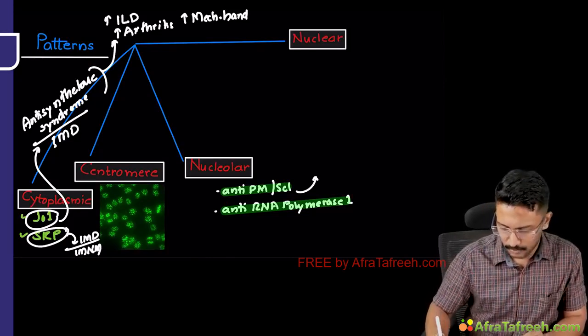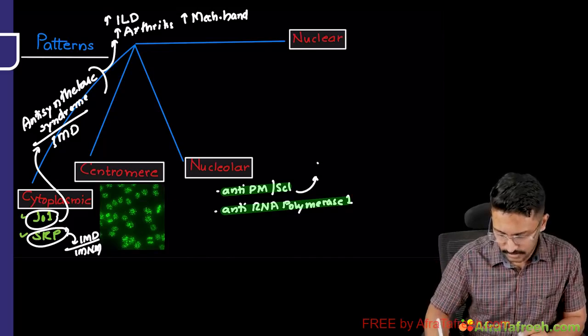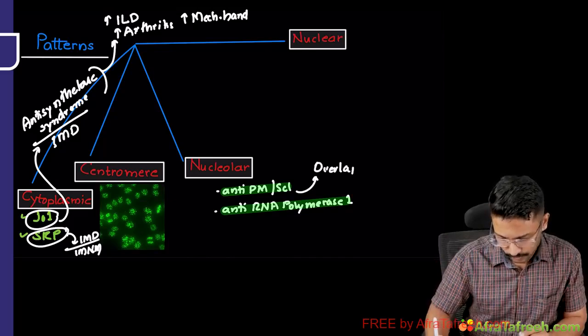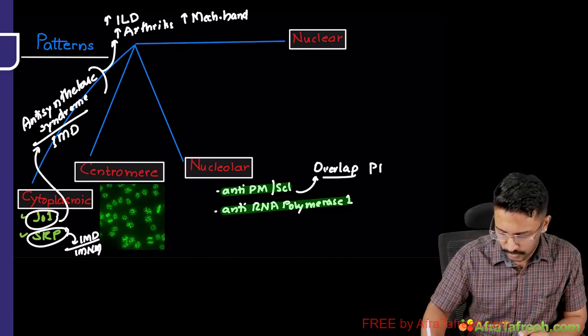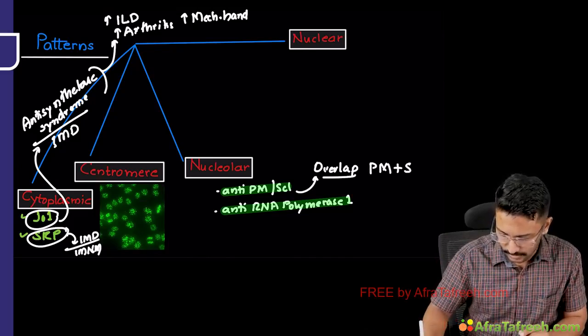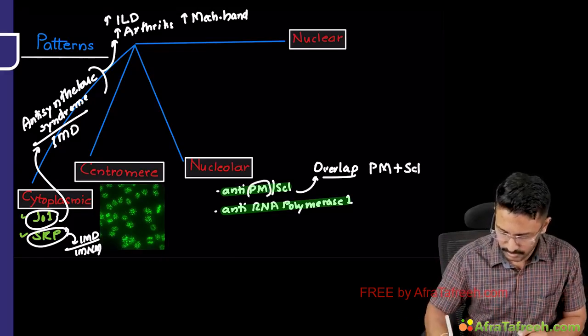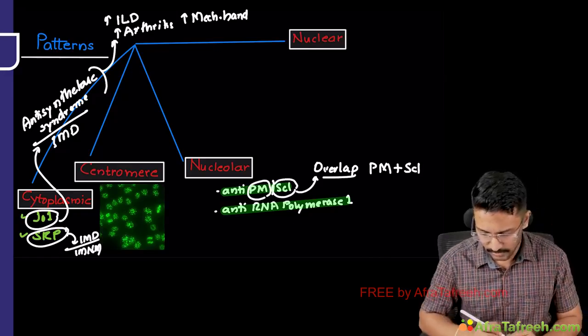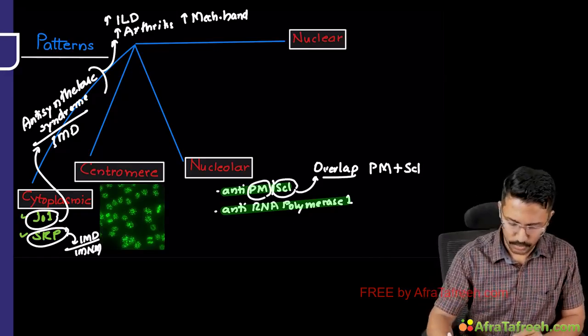Especially, I want you to remember anti-PM-SCL antibody, which is seen in overlap syndrome involving polymyositis plus scleroderma or systemic sclerosis, right? PM stands for polymyositis, SCL stands for systemic sclerosis. Okay, these are nucleolar pattern.